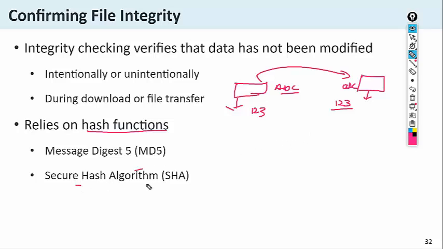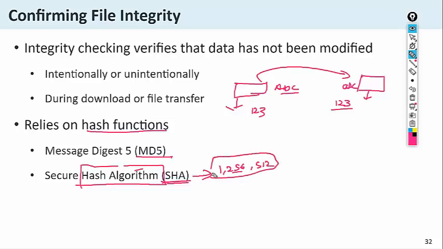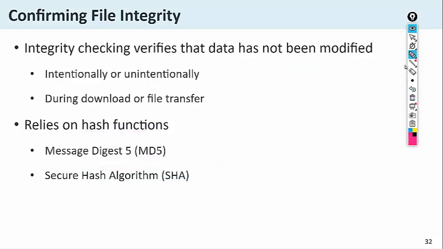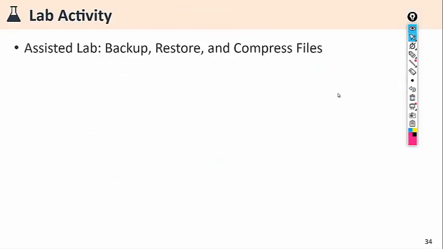Okay. And hash algorithms: generally two hash functions are used, MD5 and SHA, which has different versions, SHA-1, SHA-256 and 512. So these are the different secure hash algorithms used for generating the hash value. So how can you do all these things? We will cover it in the practical.